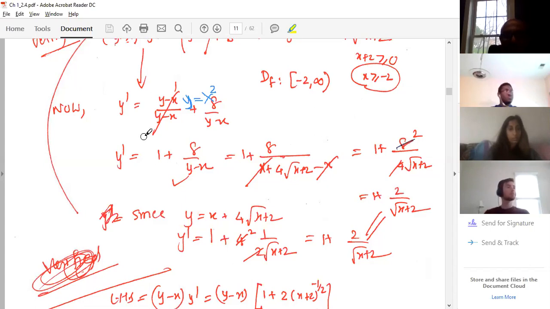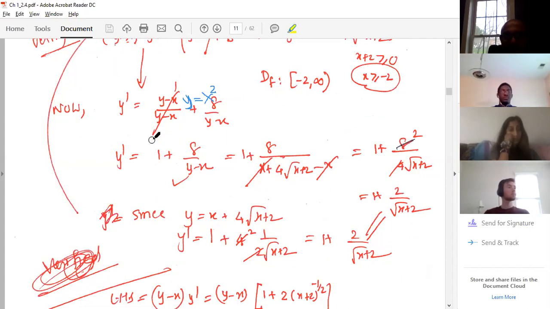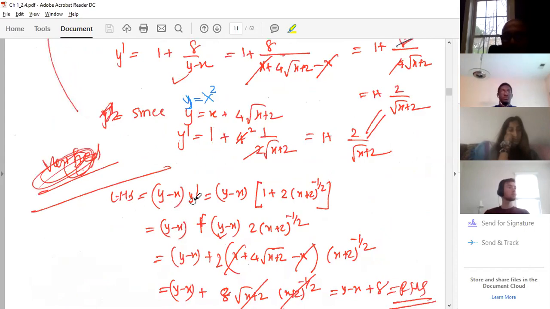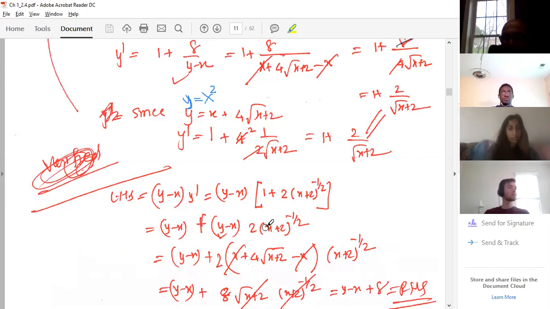Let me start with the left-hand side. Left-hand side is y minus x times y dash, and I want to prove my right-hand side. So y minus x as it is, y dash is the solution: 1 plus 2 divided by square root of x plus 2, where the numerator is negative half. Okay, multiply this one with this one. So y minus x with 1, so y minus x, plus y minus x with 2 times x plus 2 to the power half.